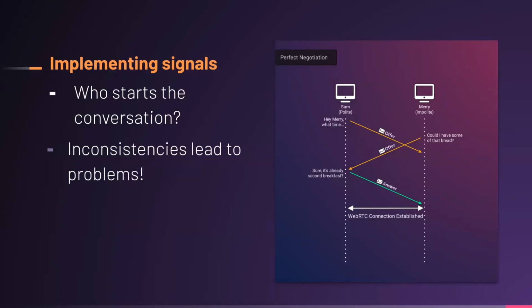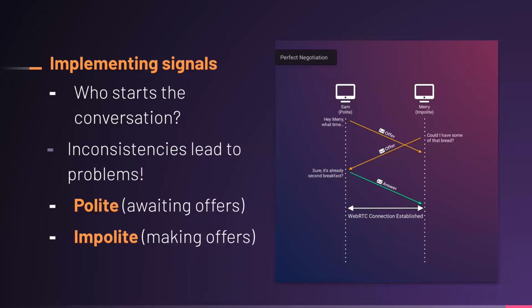To address this, generally speaking, WebRTC uses what we call polite peers, which are peers who are always waiting for offers to be made to them, and impolite peers, which are peers who are never going to be waiting for an offer and are going to be making offers. If the signaling logic isn't consistent and you don't have polite and impolite peers, it can lead to no connections or renegotiation, which again is something we really wanted to avoid.